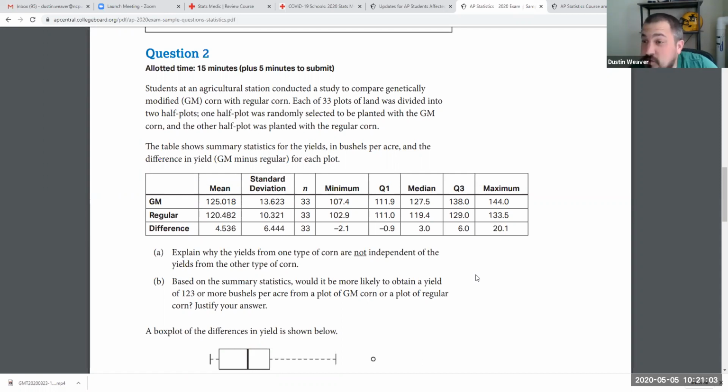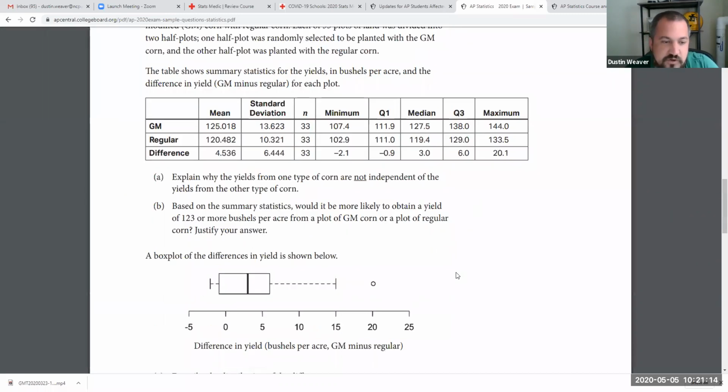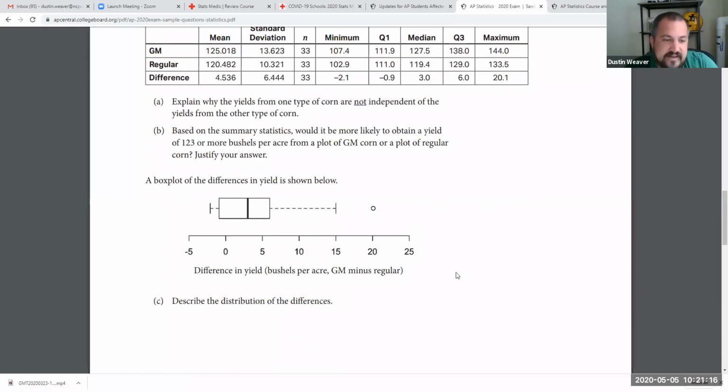And again, if you feel like you can type that quicker, then maybe you should go with typing. If you feel like you can write that quicker, then you can write out your answer as well. All right, let's go to the next part, C.